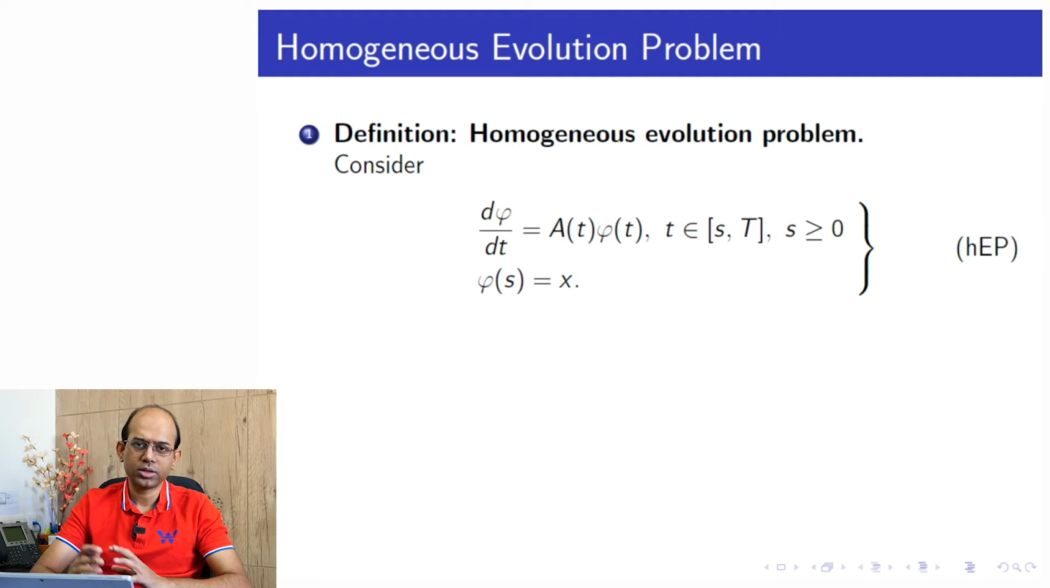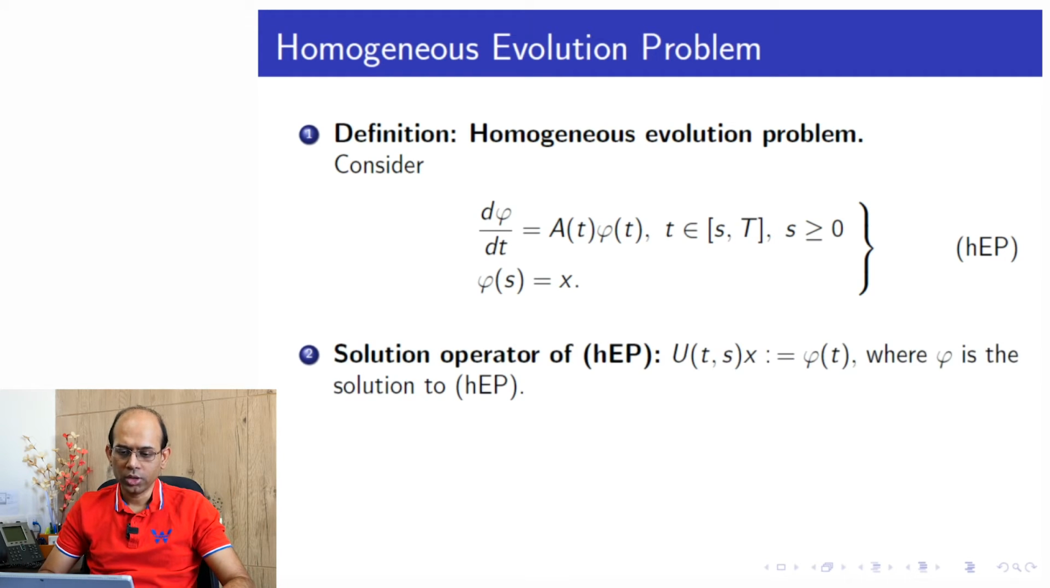Okay, so we are here presenting only the finite horizon case. And then what we have done, we have introduced the solution operator. So the homogeneous evolution problem is this one. For this, the solution operator is written as capital U(t, s)x. Okay, what is this? How is it defined? It is defined as a solution of this equation.